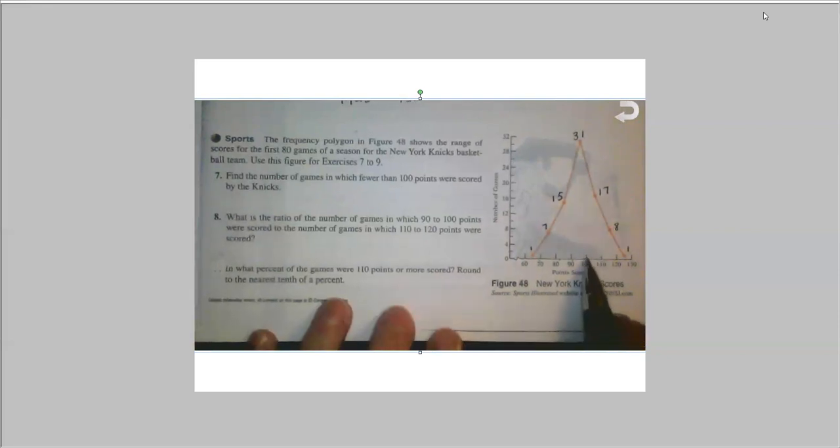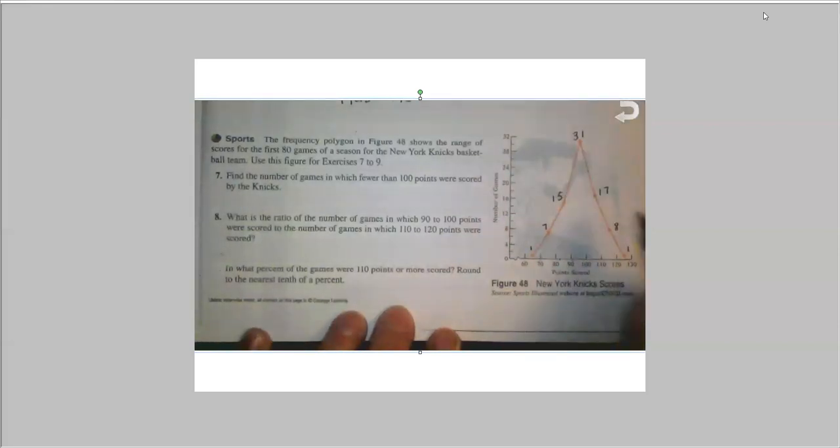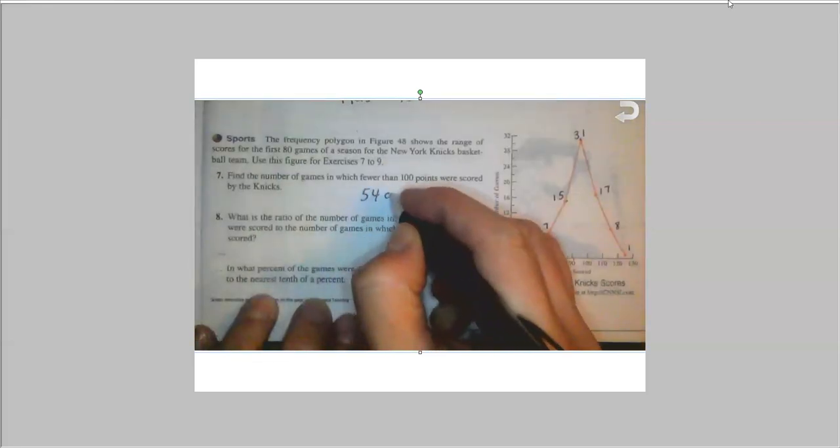Find the number of games in which fewer than 100 points were scored by the Knicks. Okay, so here's where 100 points have been scored. All of these games right here, from here on, they've scored less than 100 points. So we're going to add 31 plus 15 plus 7 plus 1. And that's going to total up to be 54 games. That's the number of games that they scored fewer than 100 points.